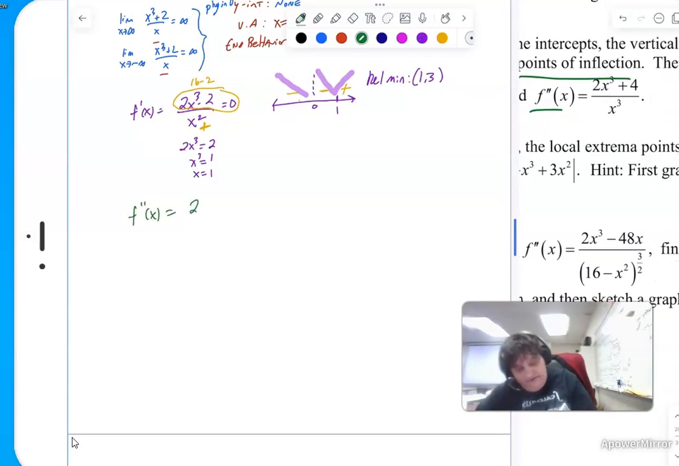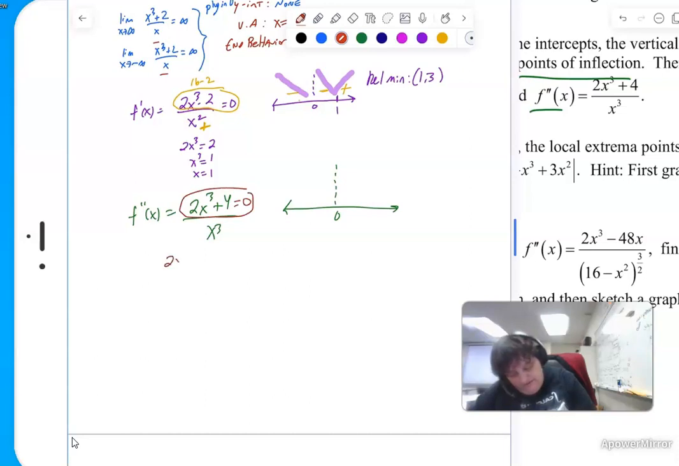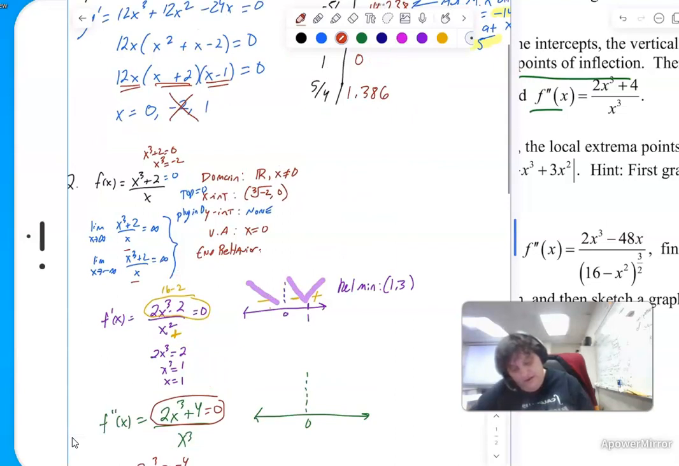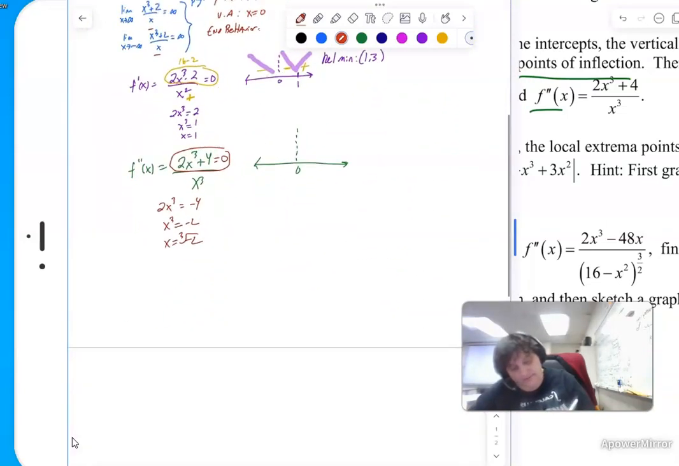My second derivative is 2x to the third plus 4 over x to the third. Again, I have an asymptote at 0. And again, when I set the top equal to 0 to solve that, I can actually solve that because it's an x to the third. X to the third is -2. X is the cube root of -2. Where have I seen that before? That was my x-intercept. And so I'm going to put that here. It's a negative number anyway.